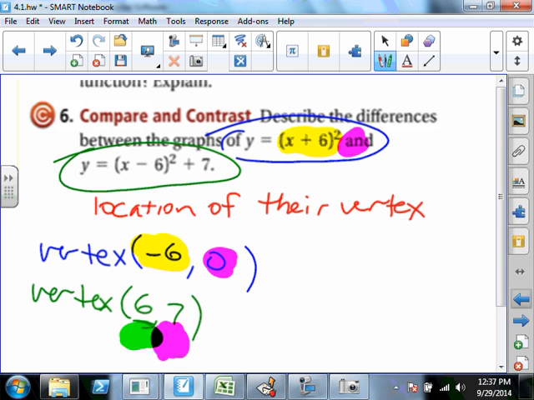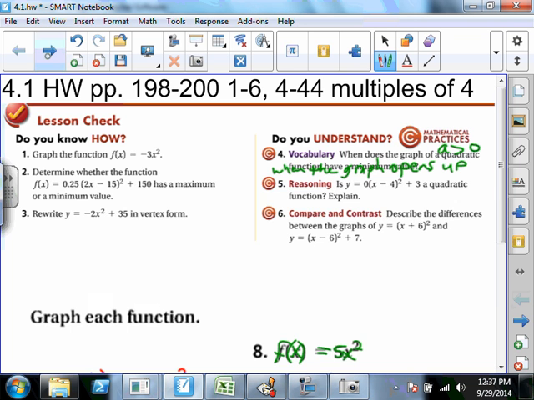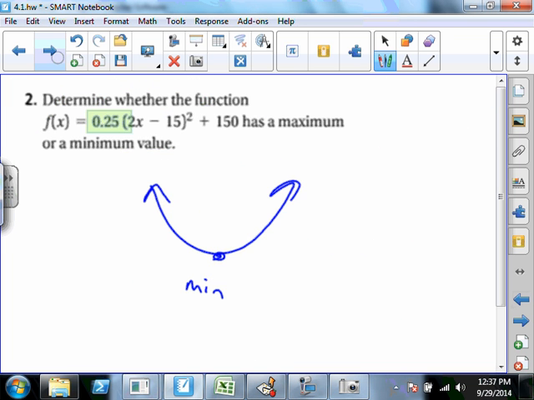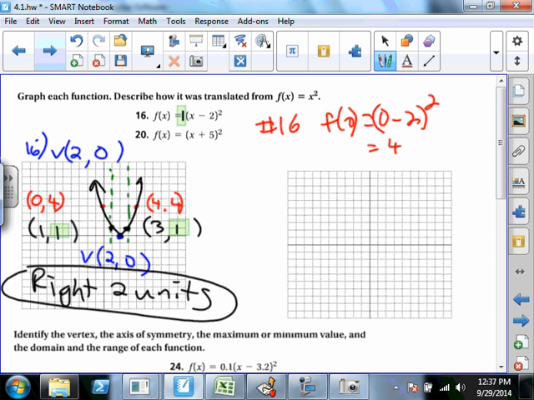Let's go back to number 16. Look inside the parentheses. It's x minus 2, the quantity squared. Look at the x-coordinate of the vertex. It's a minus 2 in here, but the x-coordinate of the vertex is a positive 2. So maybe we need to make a note to ourselves.